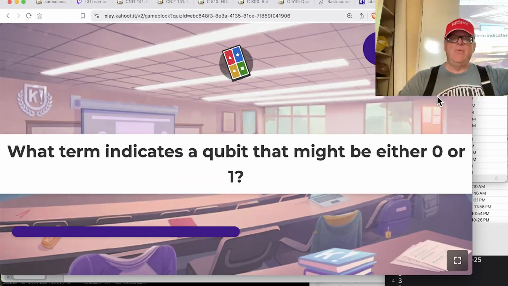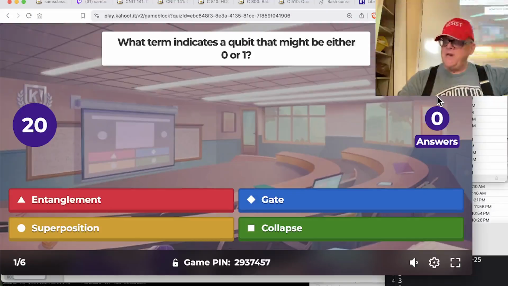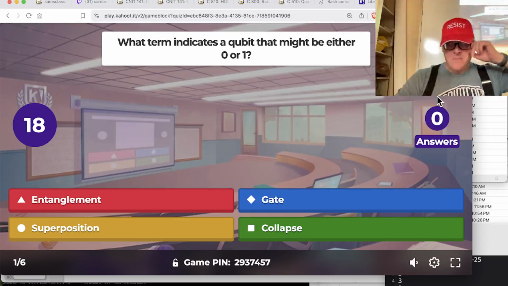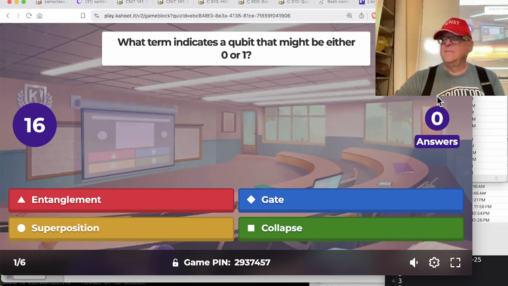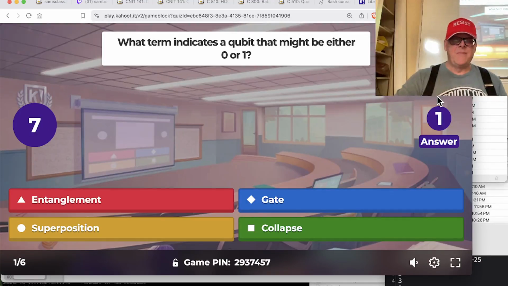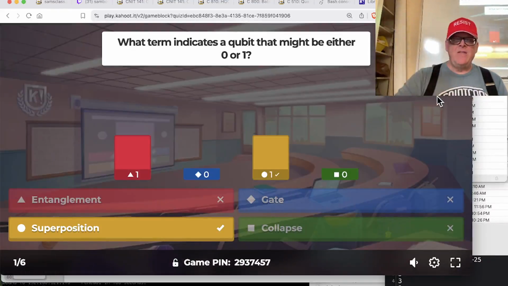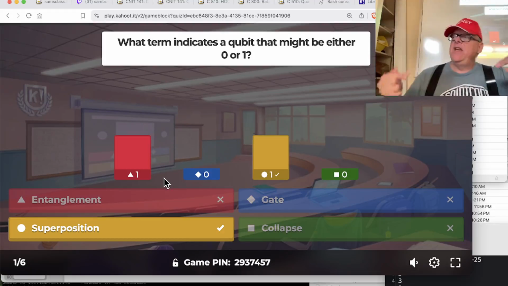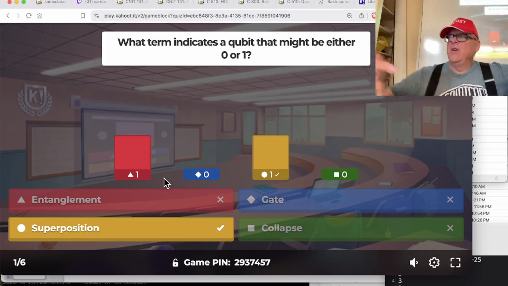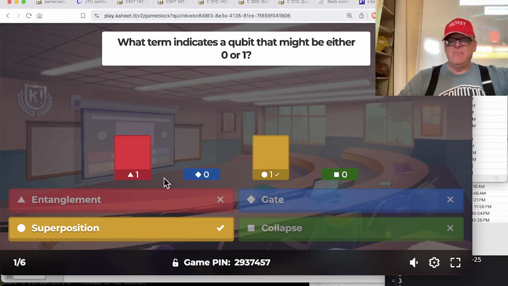All right, so what term indicates a qubit that might be 0 or 1? All right, that is a superposition state, a mixture of 0 and 1. That's what it's called. Entanglement is when you connect two qubits together, so they're forced to have the same state.